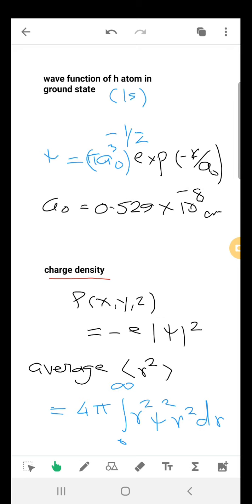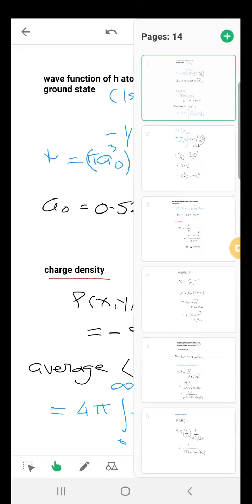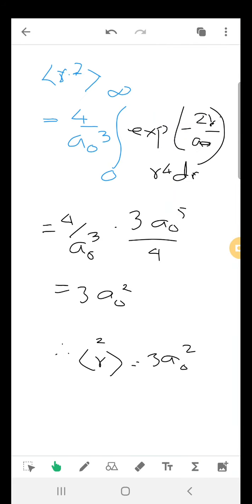So this again comes out to be equal to 3a0 square. So this is the average value.